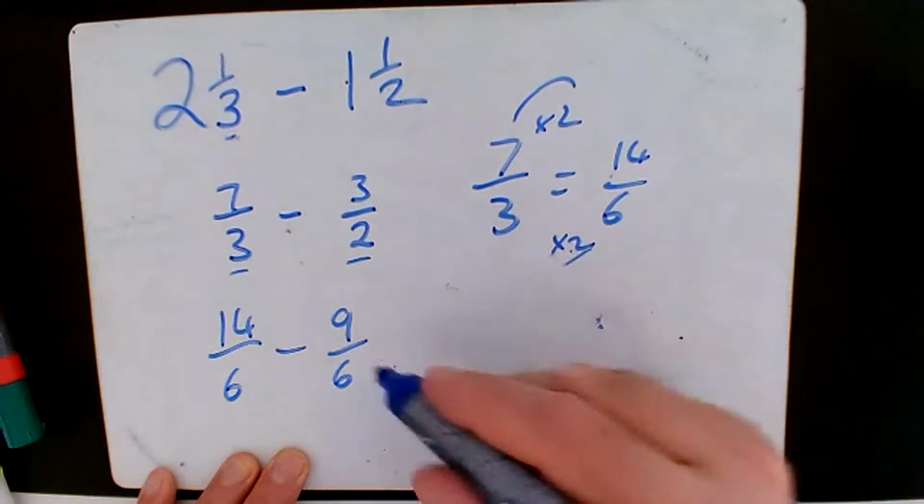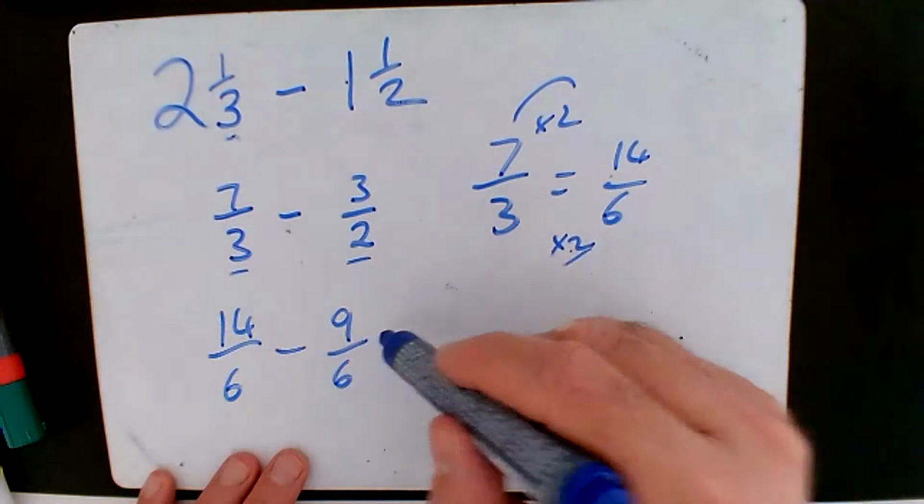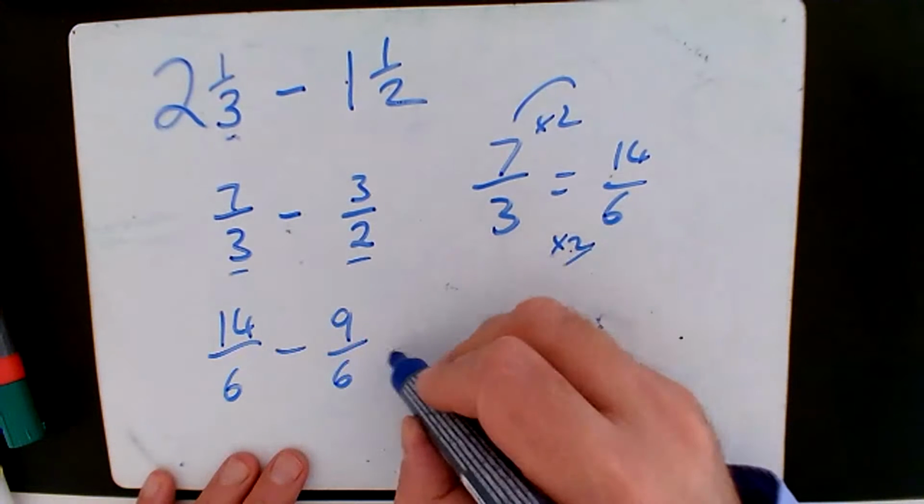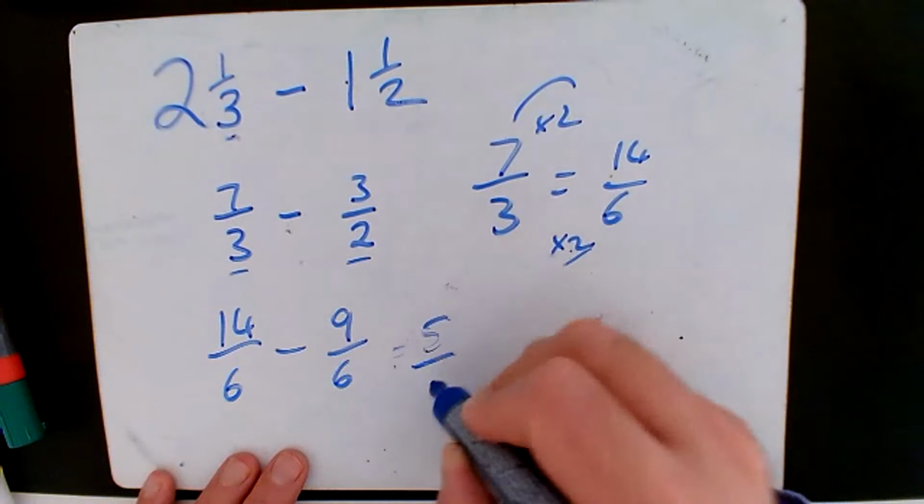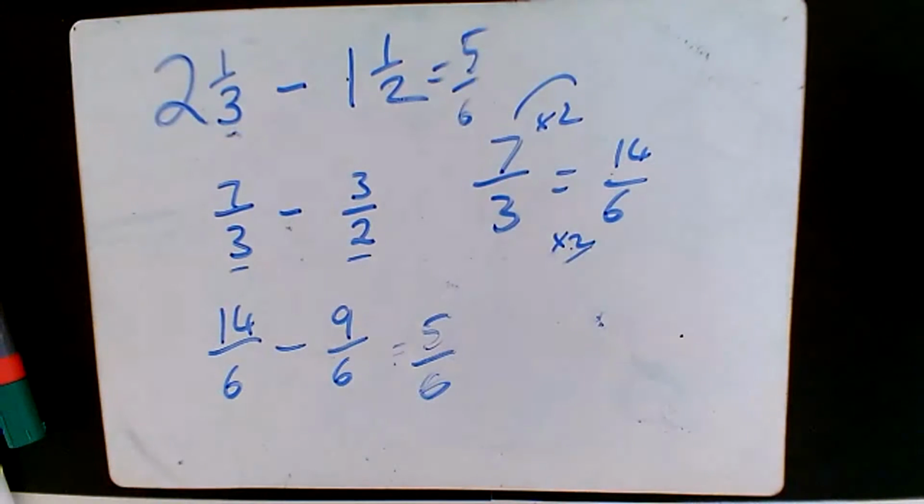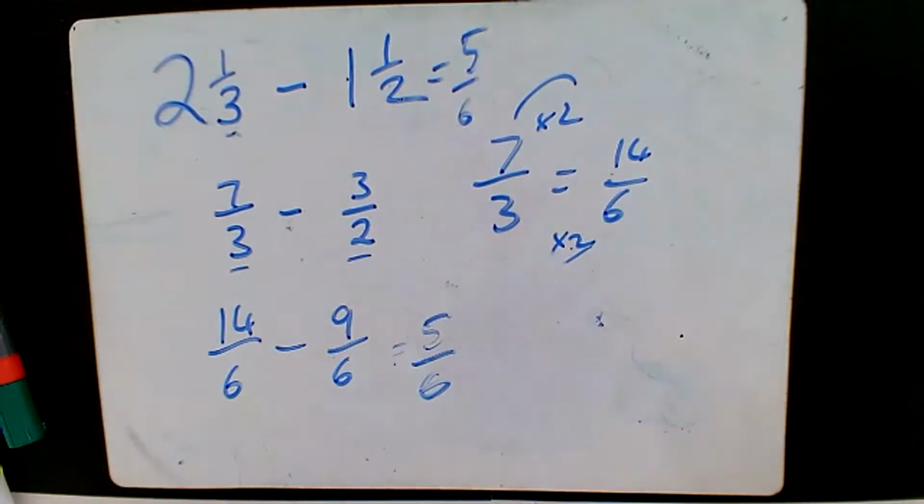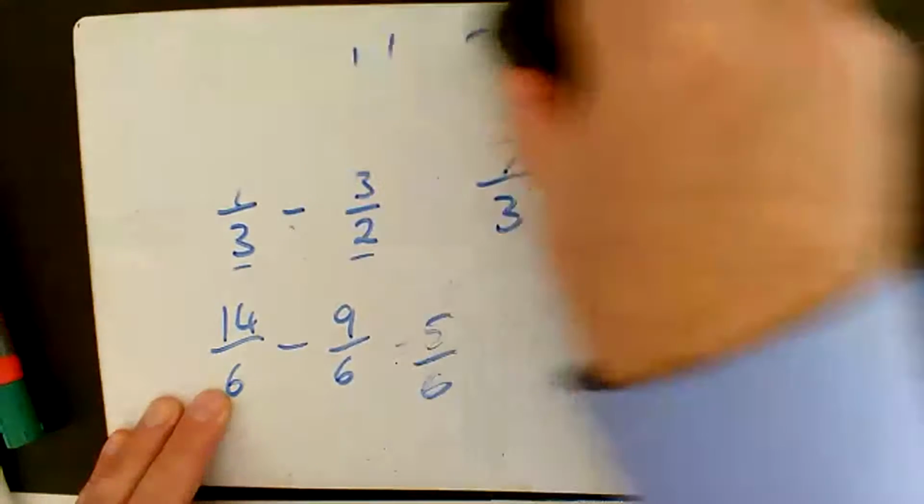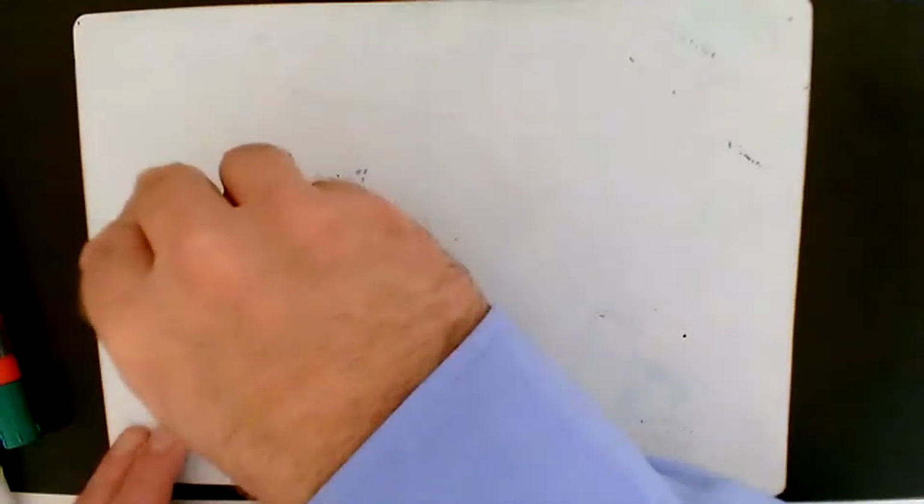Let's just wipe that off. 14 take away 9 is 5. So the answer here is 5/6. So it's all about putting them into an improper fraction first.